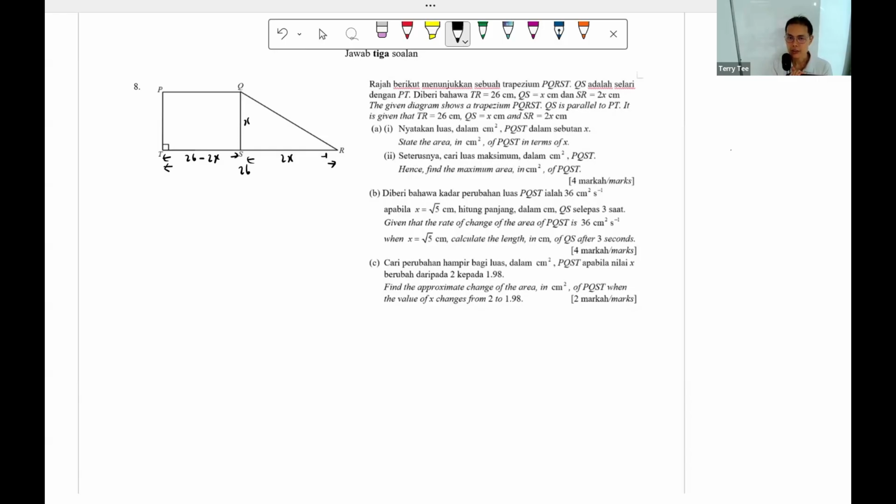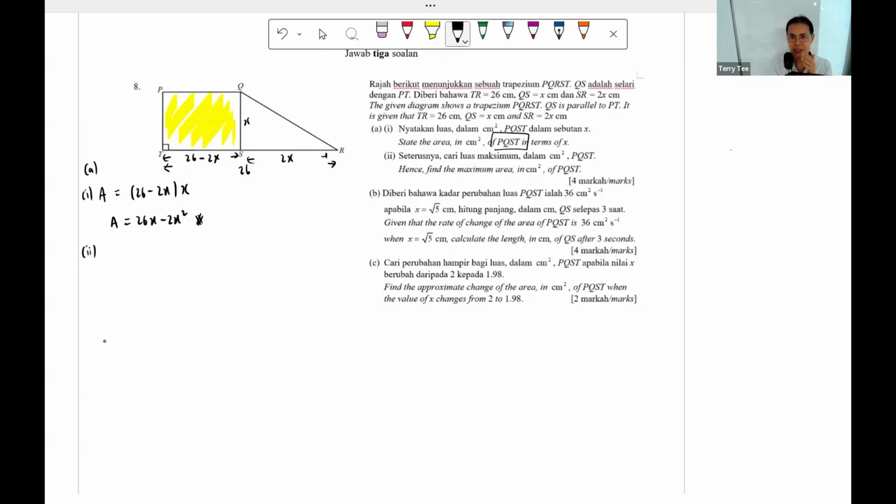Okay. State the area of PQRST in terms of x. Be careful, because when you look at the diagram, we tend to take the area of trapezium. I myself, when I look at this, thought, okay, find the area of trapezium. But they're not asking for trapezium. PQRST is what? Rectangle, right? So you're supposed to state the area of the rectangle. The formula for area is length times breadth. Your area is 26x minus 2x squared. There you go, that's your A in terms of x.